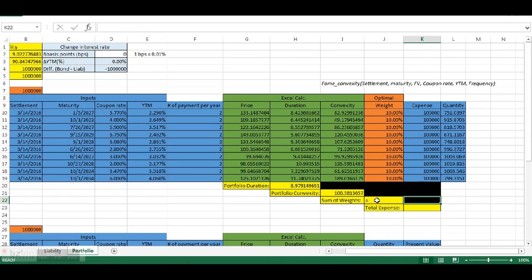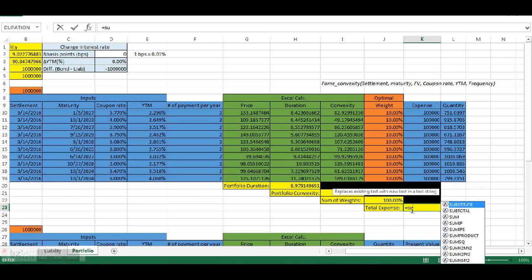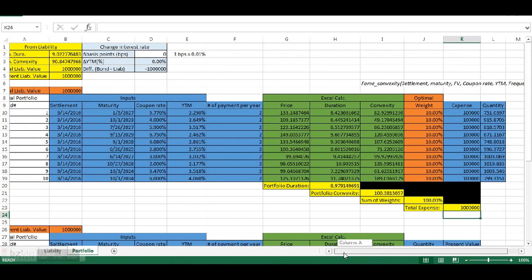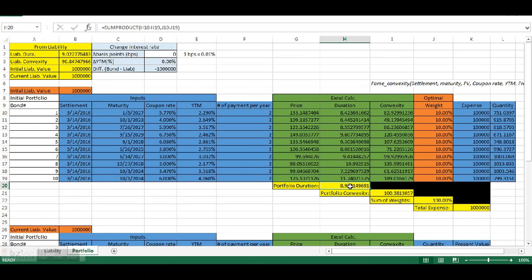The sum of weight is simply a sum function, to be 100%. Total expense, sum all the values here. Then we have this value. Now we want to optimize our weight so our bond portfolio has the same portfolio duration as the liability, and the same convexity as the liabilities.